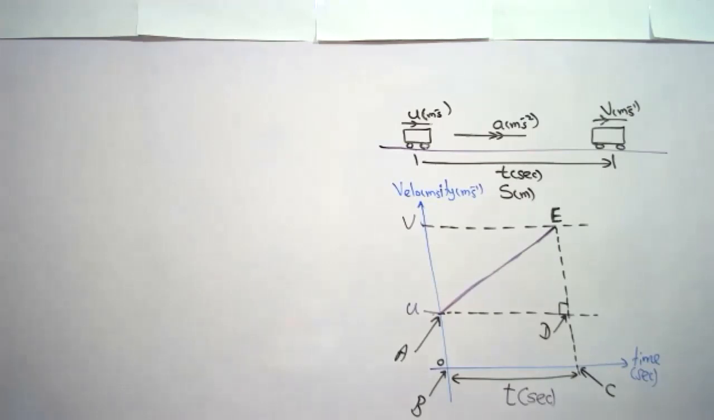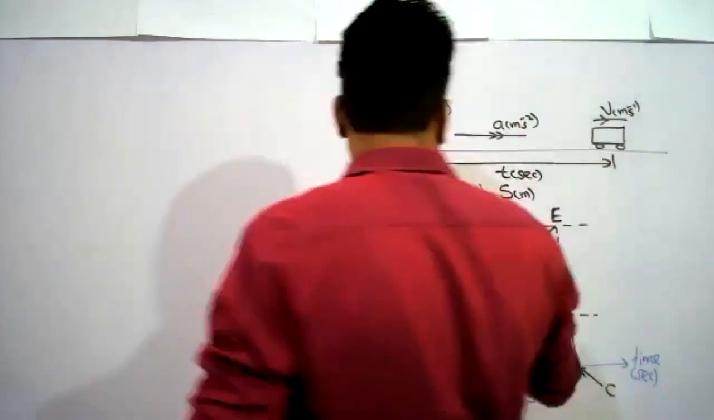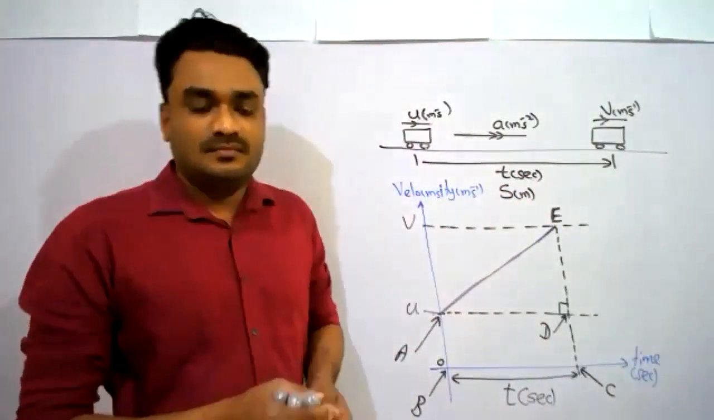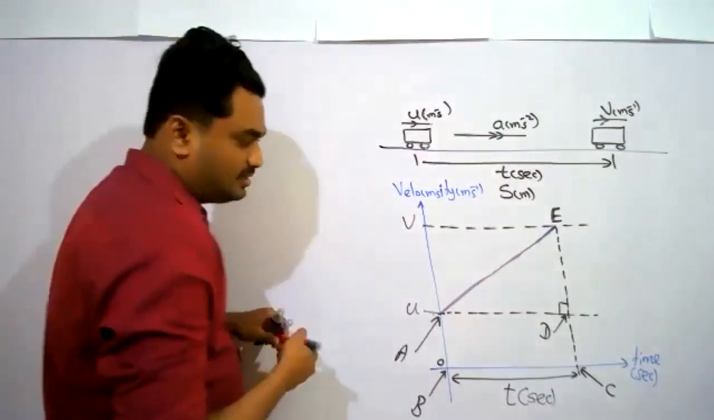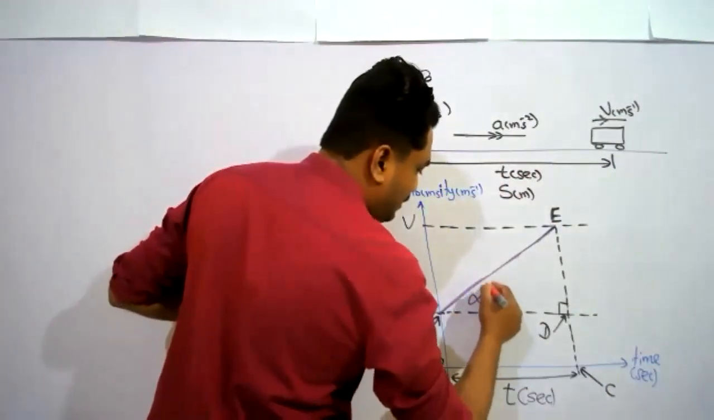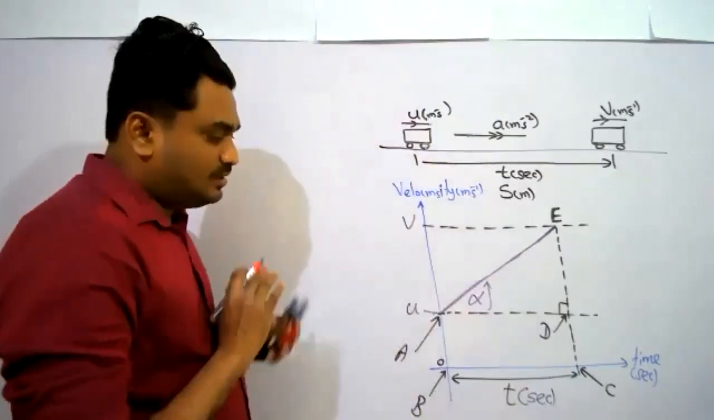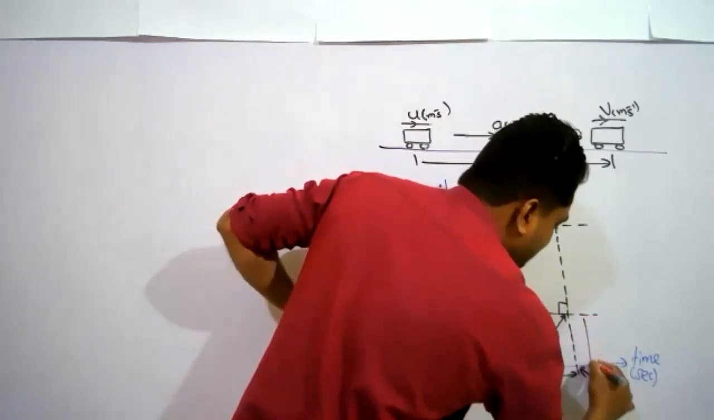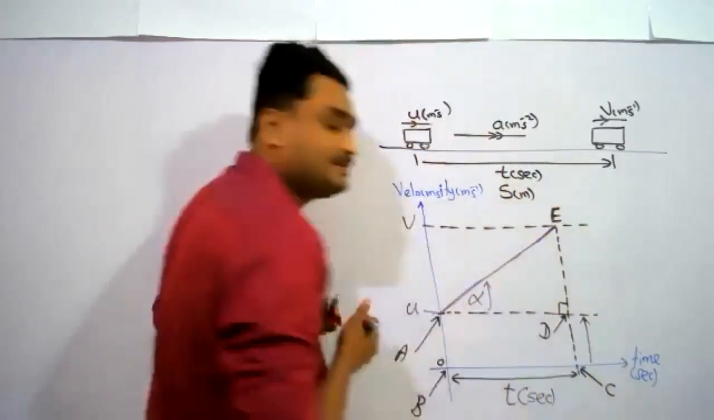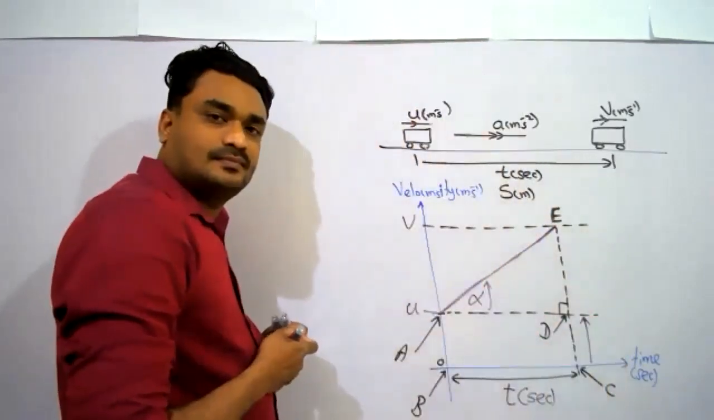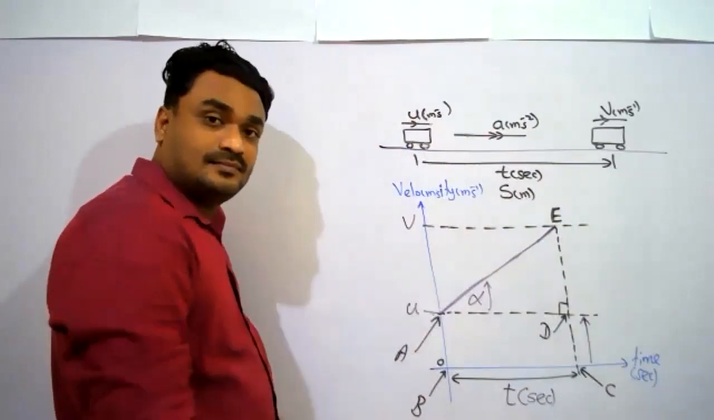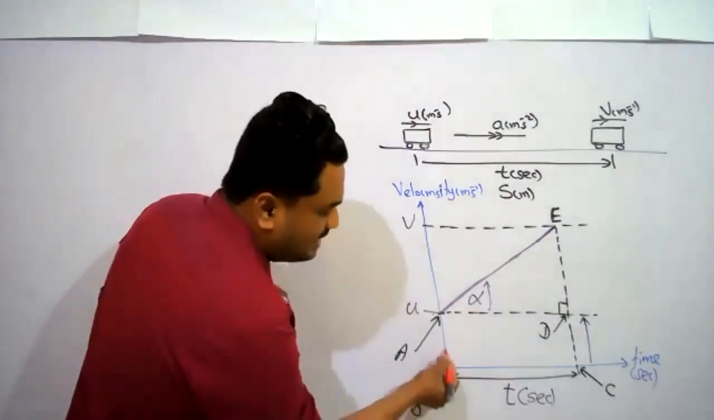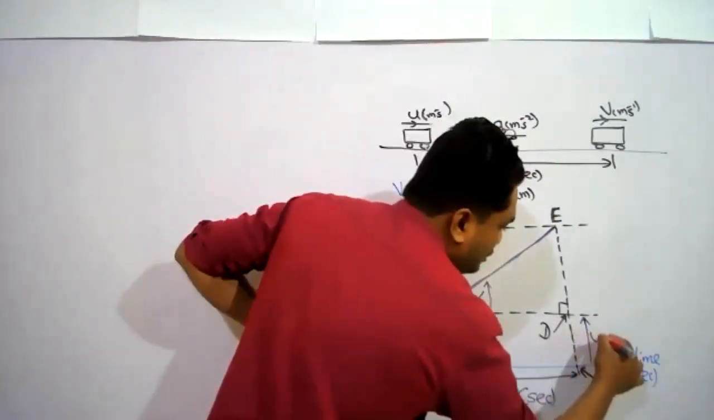How do you find acceleration from a velocity time graph? You should find the gradient. Please mark this angle as alpha. I want to find the gradient. First of all, what is this height here? It is u, since this is 0 and this is u. So this height is u.